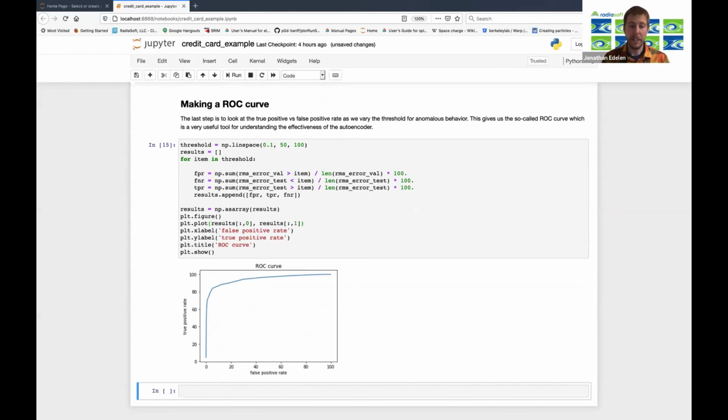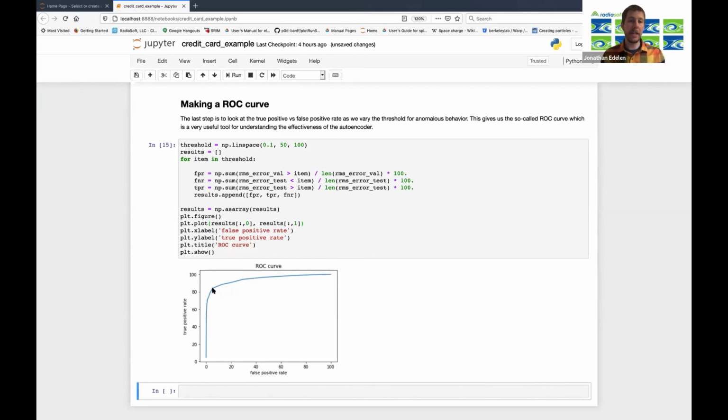And then you can make the ROC curve, which basically varies the threshold and then plots the true positive rate against the false positive rate. So obviously, you don't want a lot of false positives. You want a lot of true positives. So you'd probably want to set the threshold somewhere in here where you'd miss some, but you'd get a lot of it. And this is sort of like a semi-supervised thing.